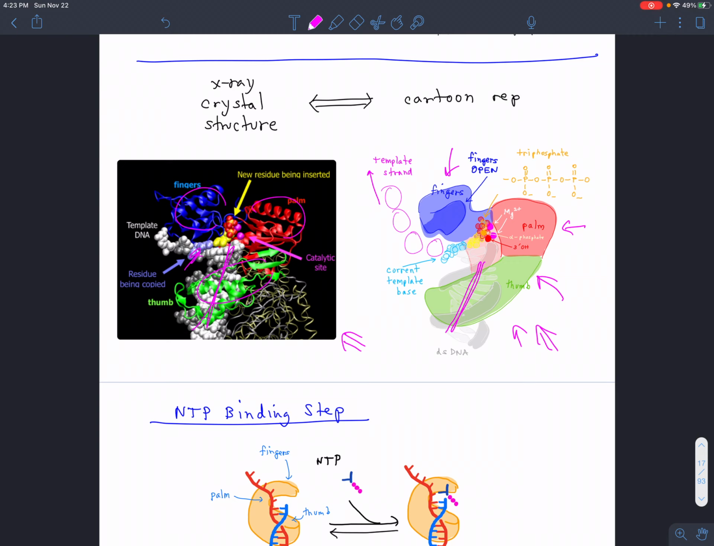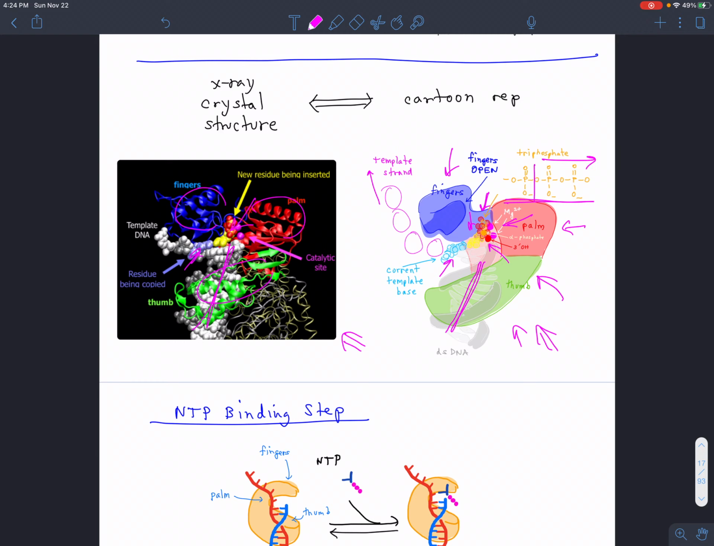Here's the template base that's being copied, and there it is in the same color in blue. Here's the new nucleotide coming in, and there it is. And notice there's the triphosphate group. There's the two key magnesiums right there. And there's the crucial, reactive 3' OH group that's coming in. That triphosphate group is this guy, and it's going to get cleaved right here.